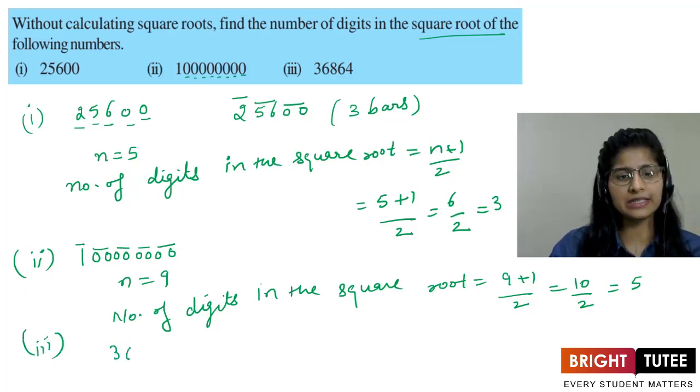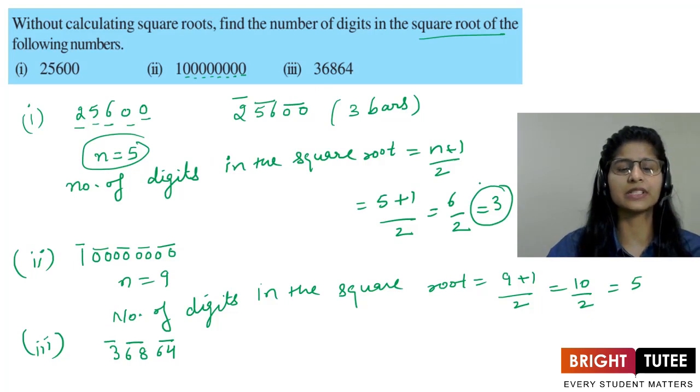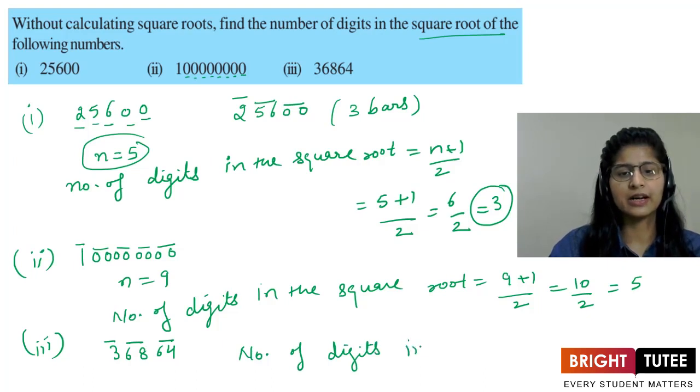In this, the number is 36,864. Let's place the bars: 1, 2, 3. So the answer should come up as 3. Let's try with the formula. How many digits? 1, 2, 3, 4, 5. We have an odd number of digits. So when we had n as 5, we got the number of digits in the square root as 3. So here also, the number of digits in the square root will be equal to 3.